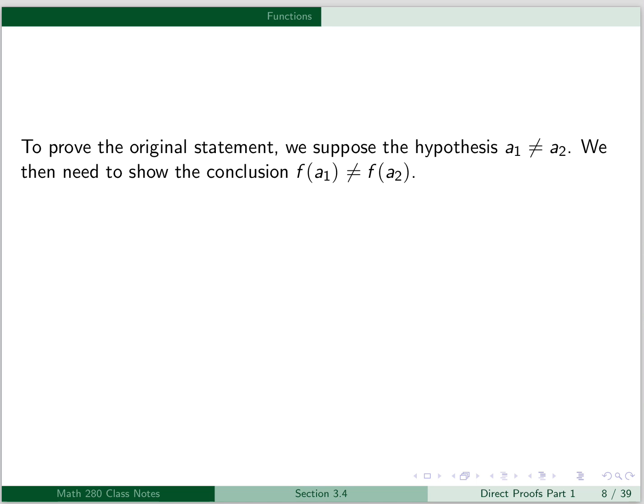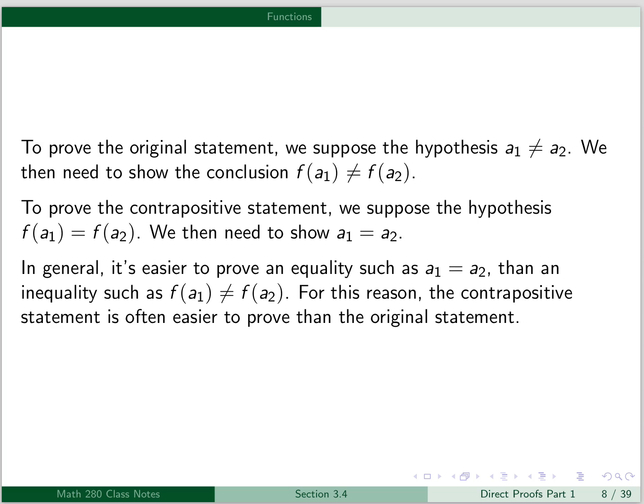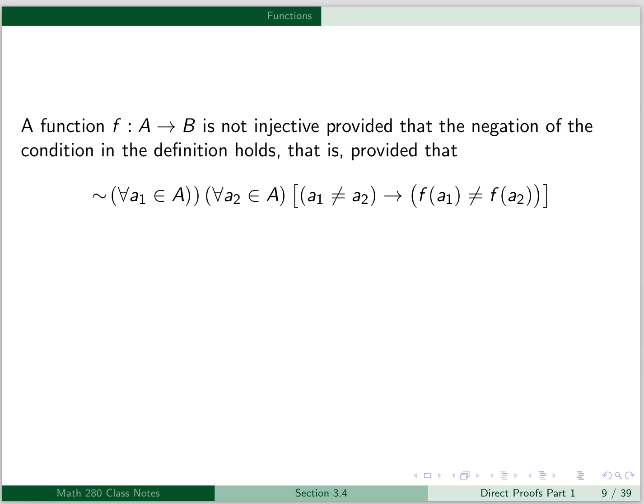To prove the original statement, we start by supposing the hypothesis a1 is not equal to a2. We then need to show the conclusion f of a1 is not equal to f of a2. To prove the contrapositive statement, we would start by supposing the hypothesis f of a1 equals f of a2. We then need to show the conclusion a1 is equal to a2. In general, you'll find that it's easier to prove an equality such as a1 equals a2 than an inequality such as f of a1 not equal to f of a2. For this reason, the contrapositive statement is often easier to prove than the original statement.